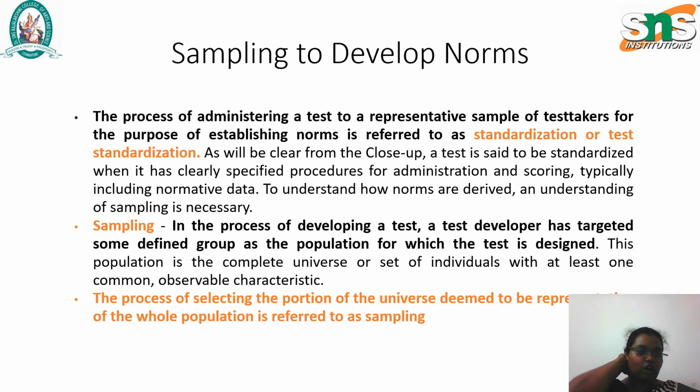To understand how norms are derived, an understanding of sampling is necessary. In the process of developing a test, the test developer has targeted some defined group as the population for which the test is designed. This population is the complete universe of individuals with at least one common observable characteristic. The process of selecting the portion of the universe deemed to be representative of the whole population is referred to as sampling.